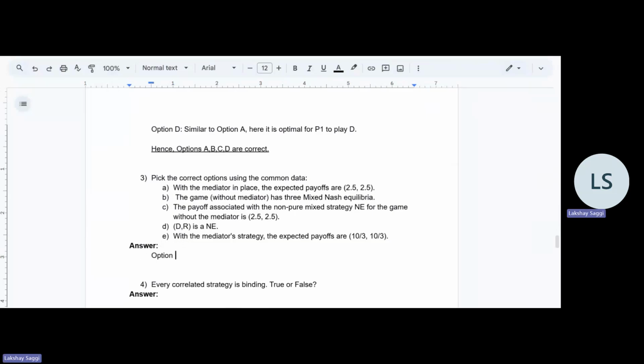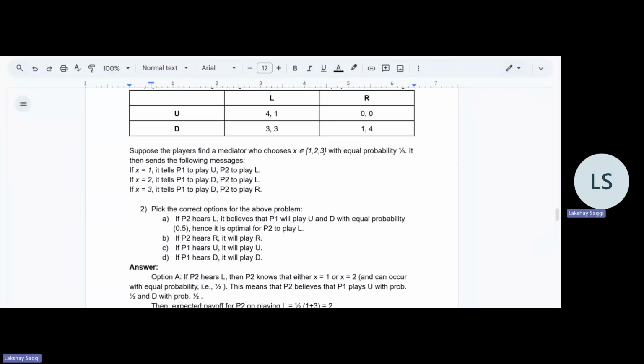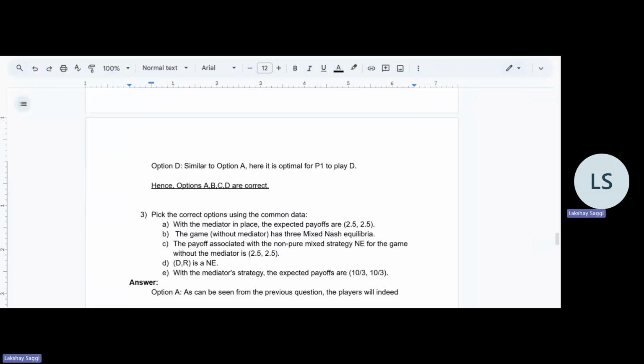So let's do it option by option again. As can be seen from the previous question, whatever P1 hears, P2 hears, the players will actually follow the mediator. So they will indeed be obedient to the mediator.